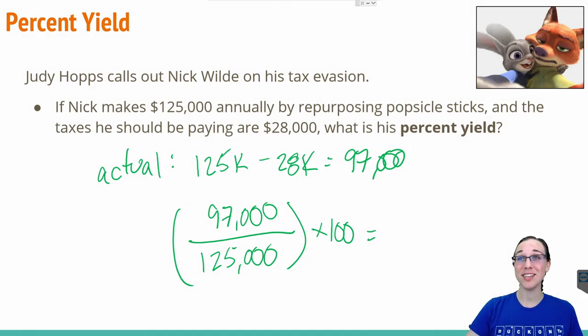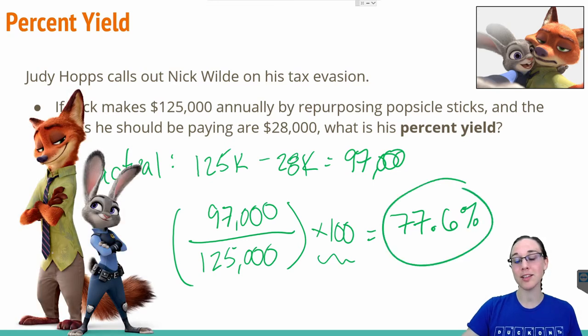When I do this calculation, I end up with a decimal initially of 0.776, times 100 moves that decimal over 2, so I have 77.6. So Nick Wilde's percent yield, if he were to pay taxes, would no longer be 100%, but 77.6%.